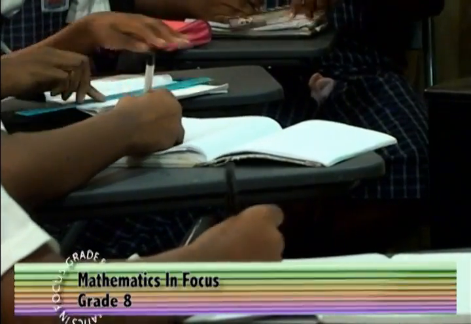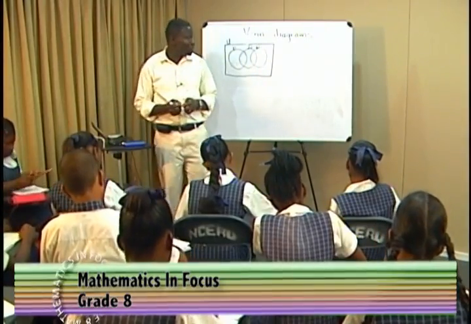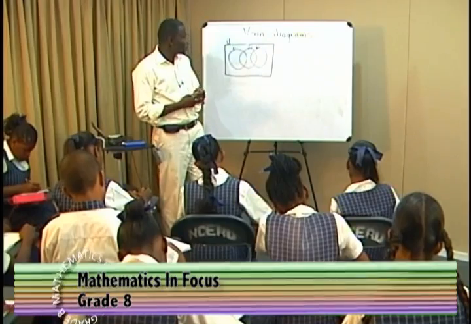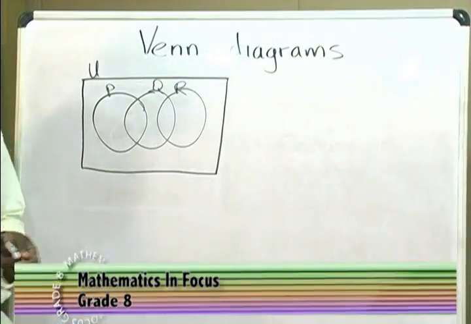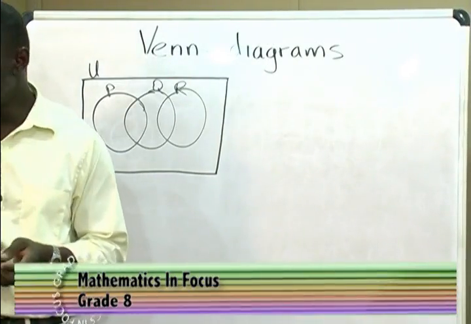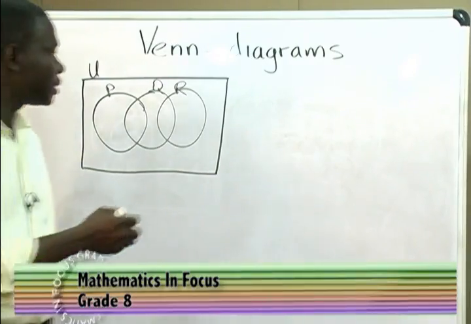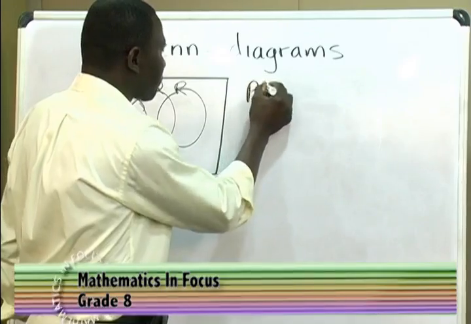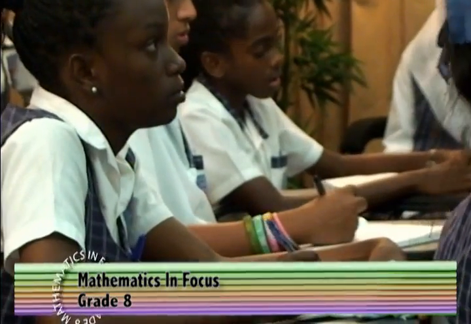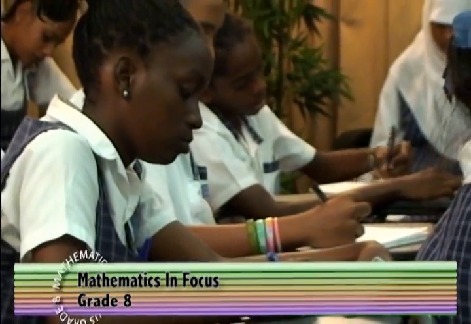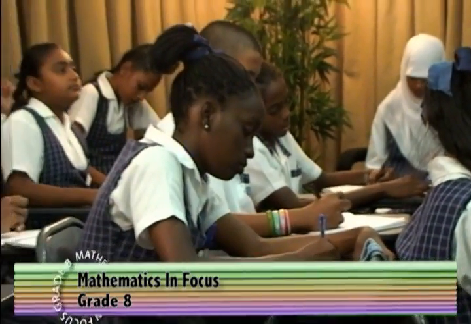In the first copy of your diagram, you're going to do some shading. In fact, for all of them, you're going to do some shading. But for the first one, you will shade the portion of the diagram which shows P union R. P union R. You will shade that.